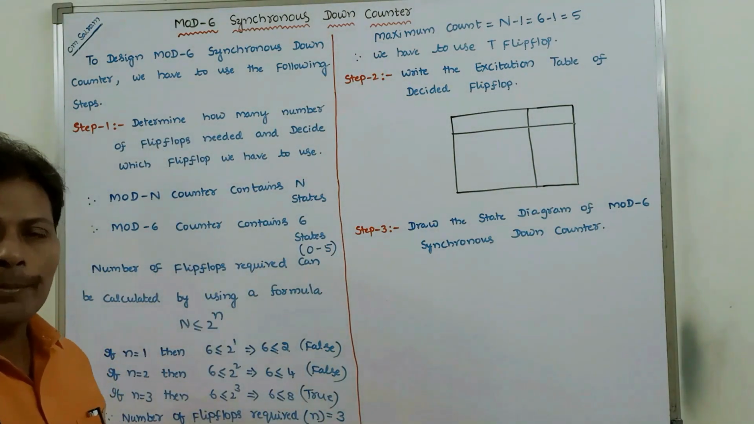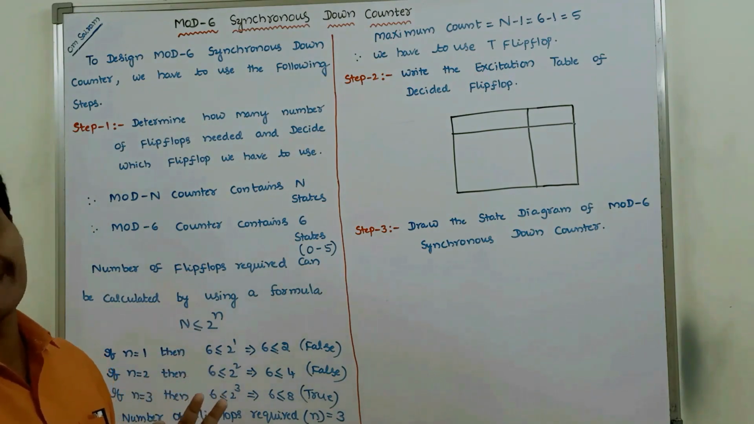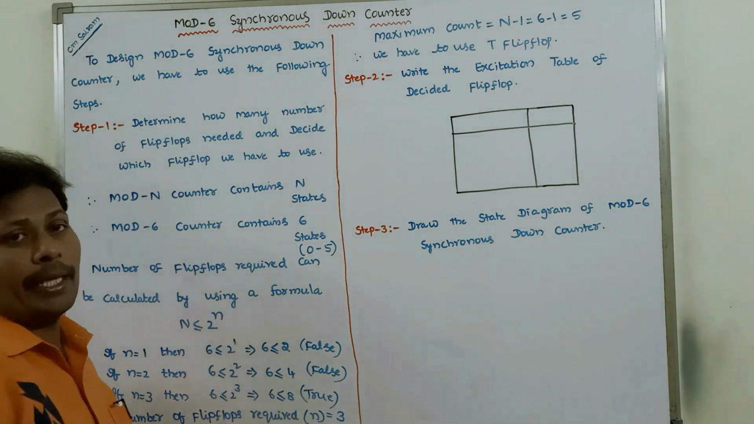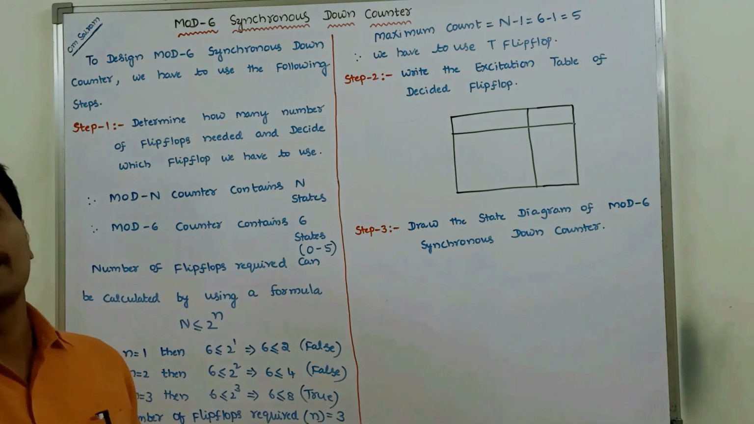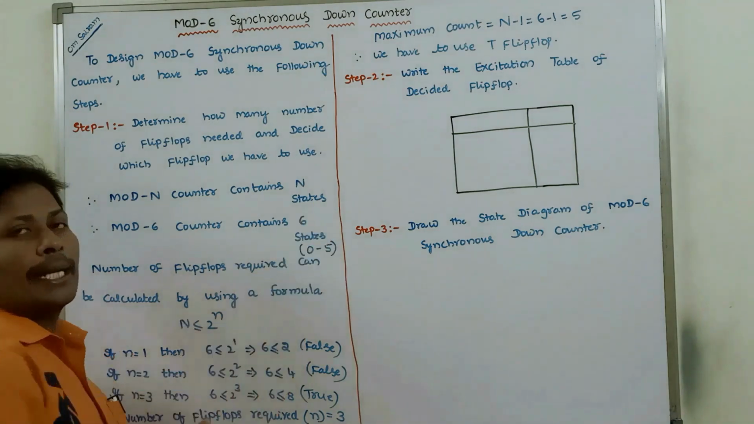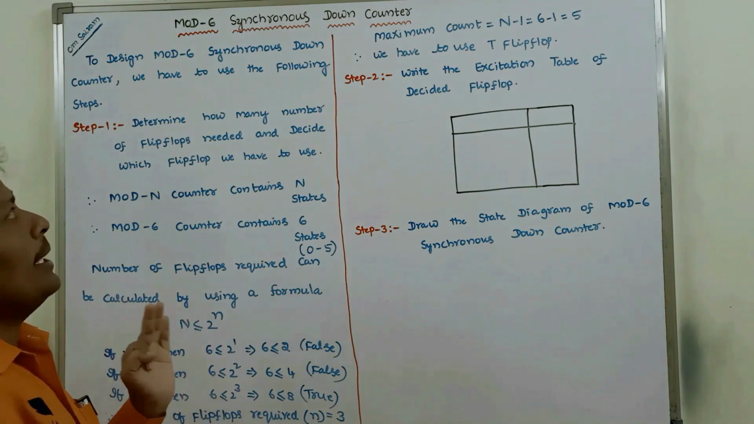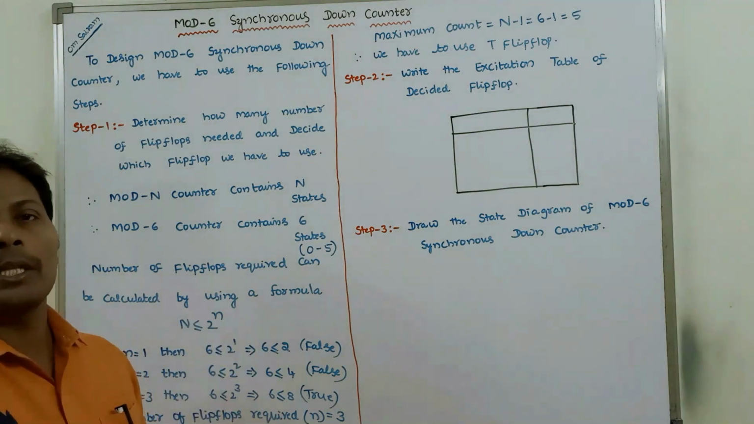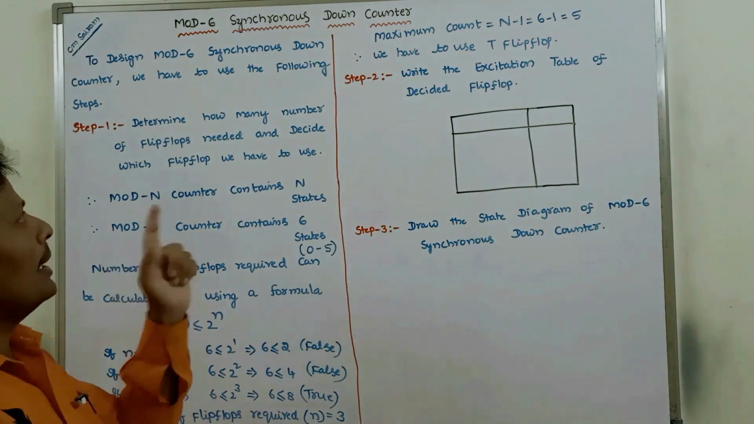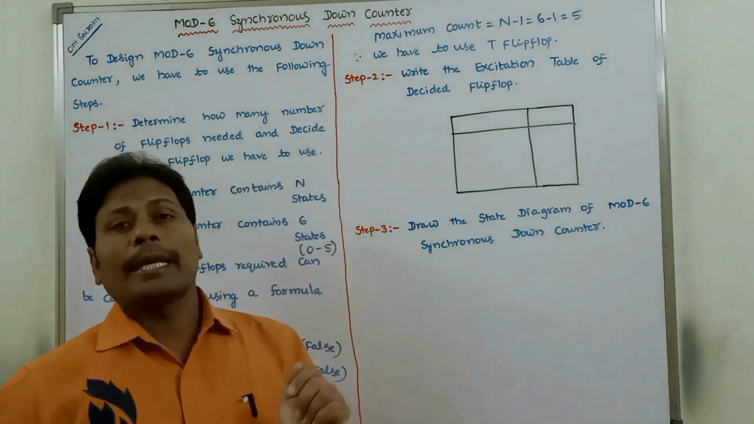In the first step, we have to know how many flip-flops are required to design mod 6 synchronous down counter, that is 3. How many states are present in mod 6 synchronous down counter, that is 6 states starting with 0 and ending with 5. To design mod 6 synchronous down counter, we have to use either JK flip-flop or T flip-flop, but in this problem I am using T flip-flop. Now, we can go for step 2.